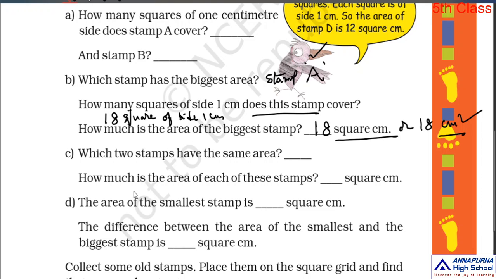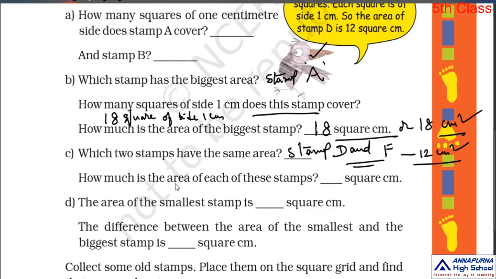Which two stamps have the same area? Stamp D. Therefore, the answer is stamp D and stamp F. D and F have the same area. What is that area? 12 centimeter square. So this is the area of stamp D and area of stamp F.